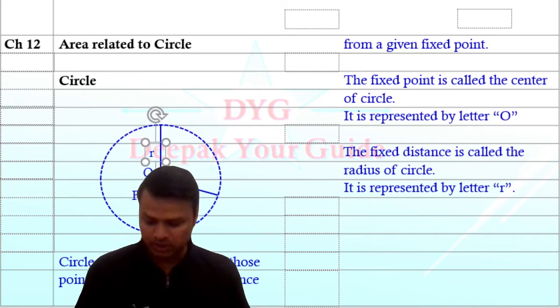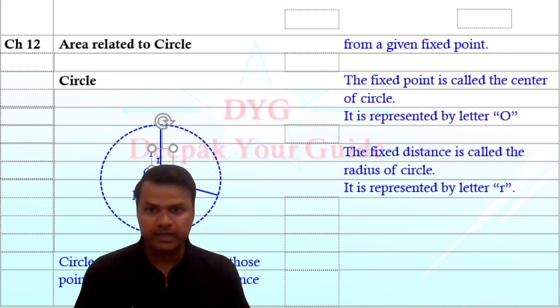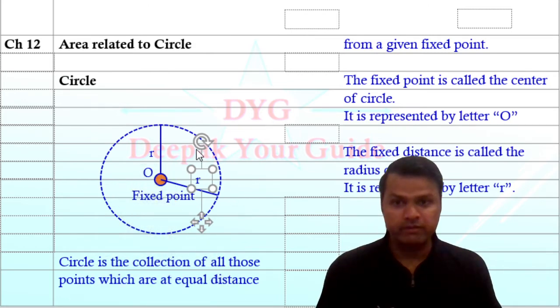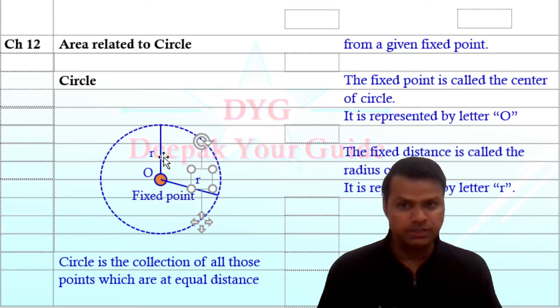So if this is the small r, then definitely the other line that I have drawn will also be small r. What I have done here is placed this radius r here. So this distance is radius r. This distance is also radius r.